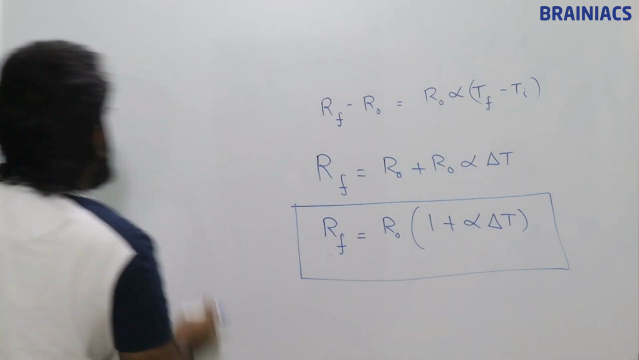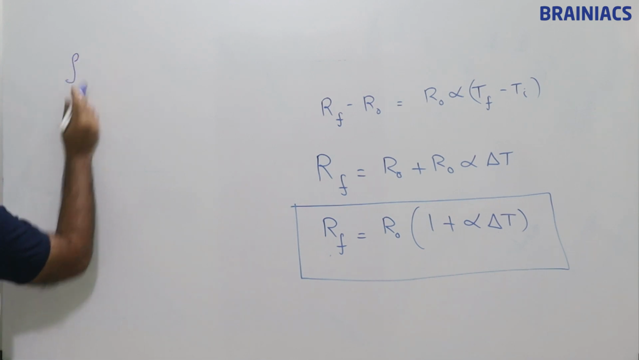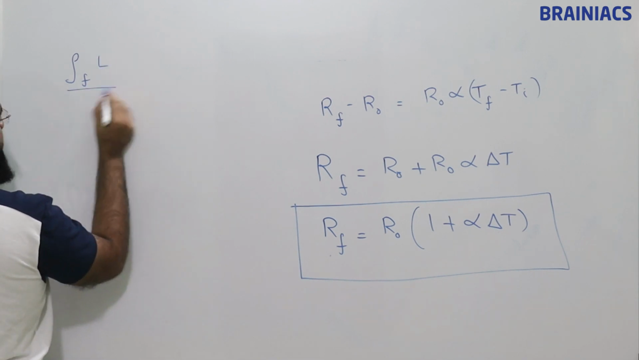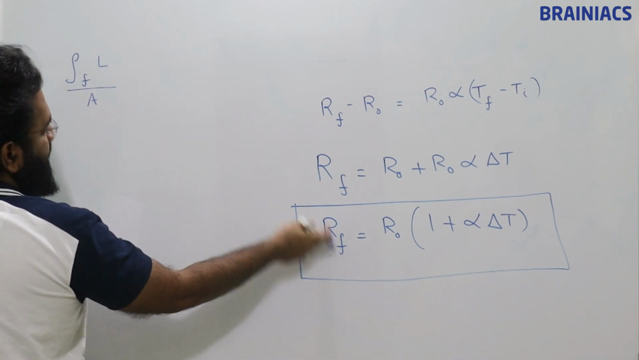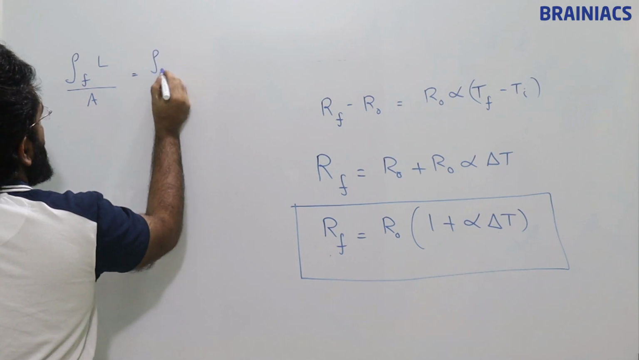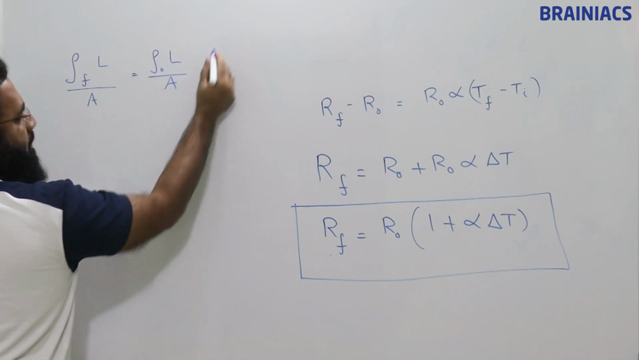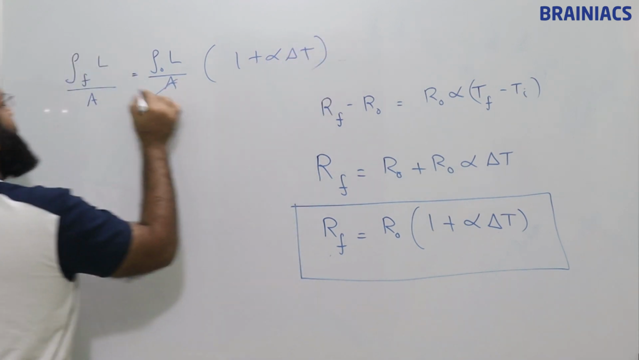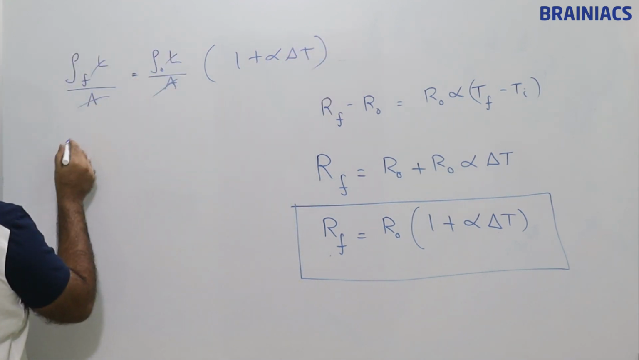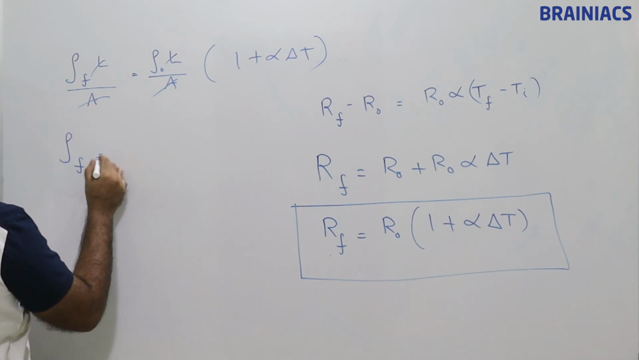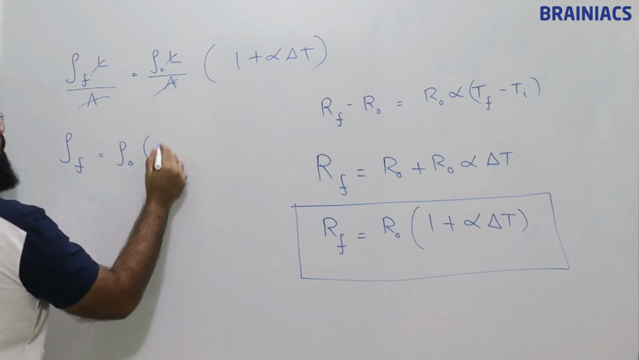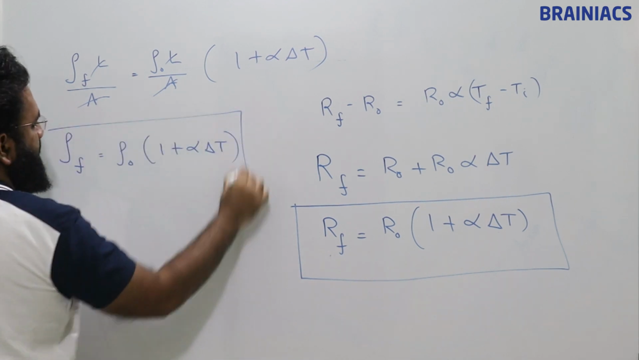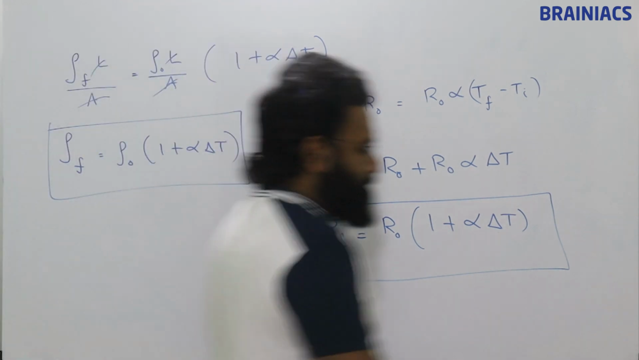We can extend the formula to resistivity itself changing. Final resistance RF is rho L by A. In the same way, rho naught L by A into 1 plus alpha delta T. So A and L will cancel, and the final resistivity is equal to initial resistivity into 1 plus alpha delta T. So this can also be used here.